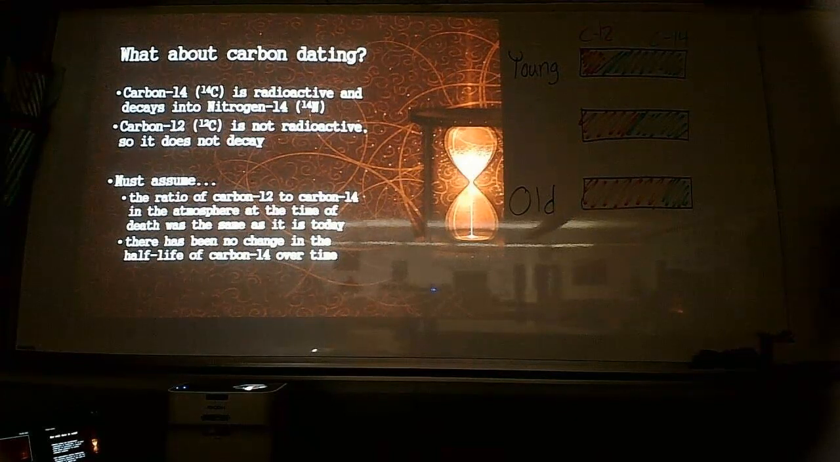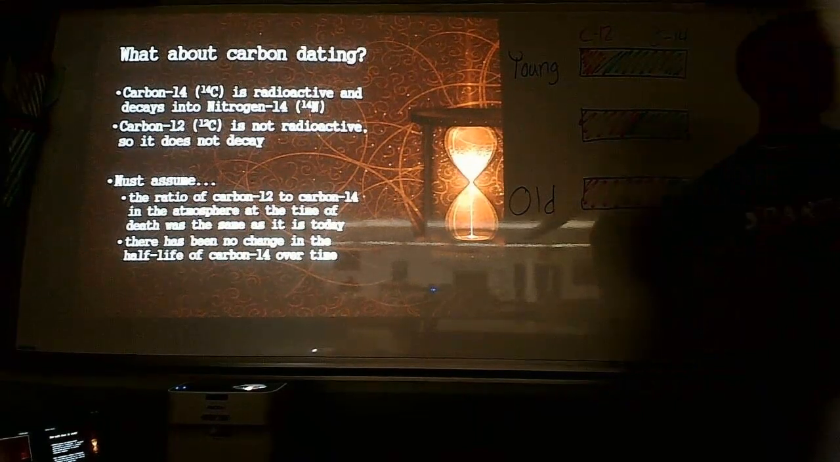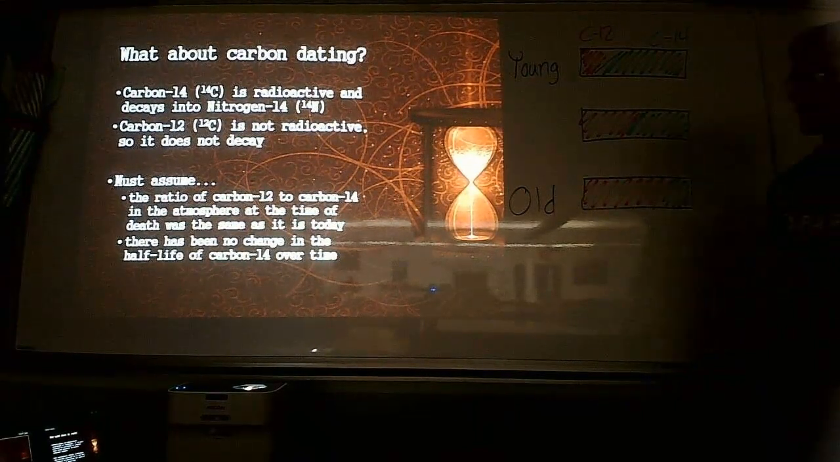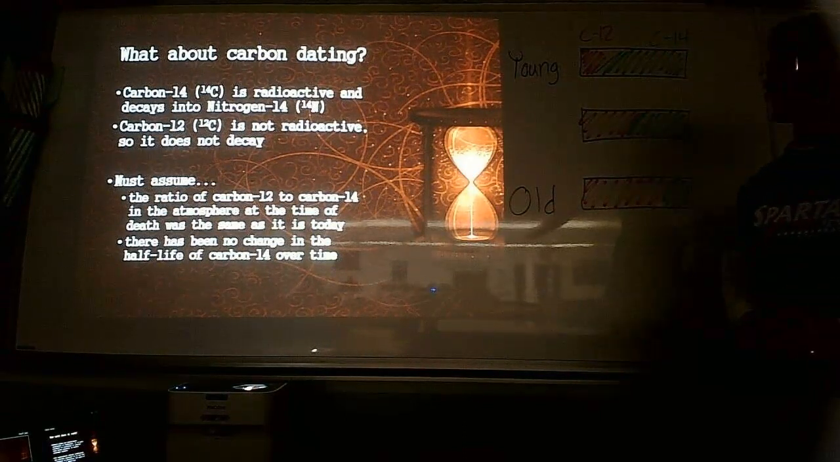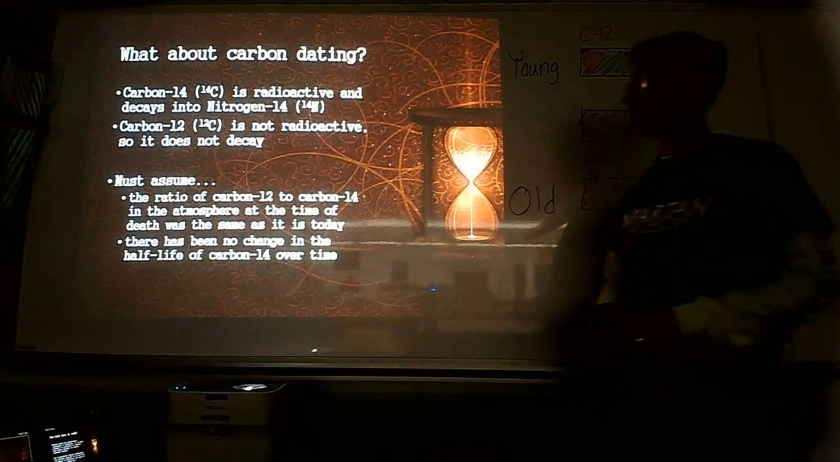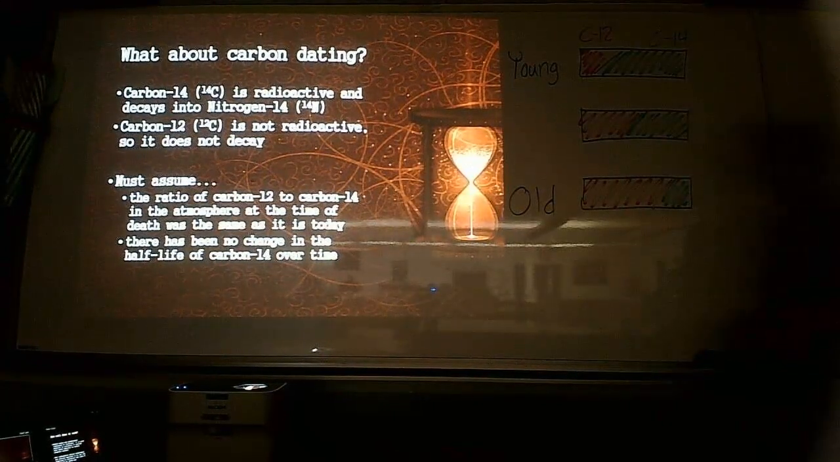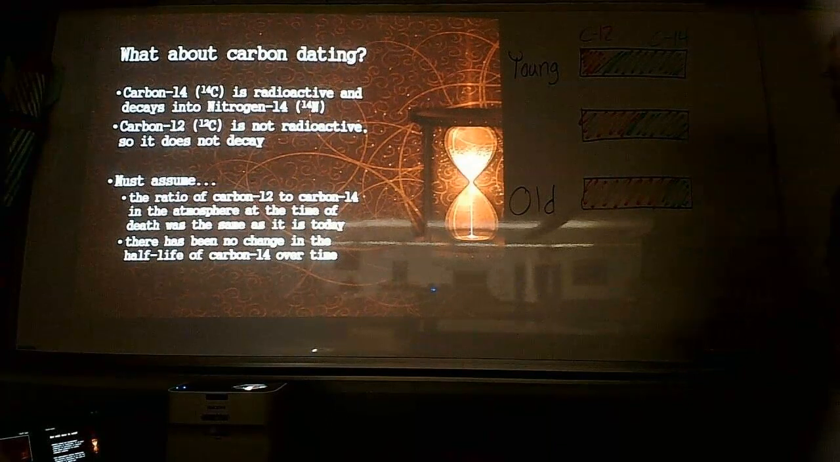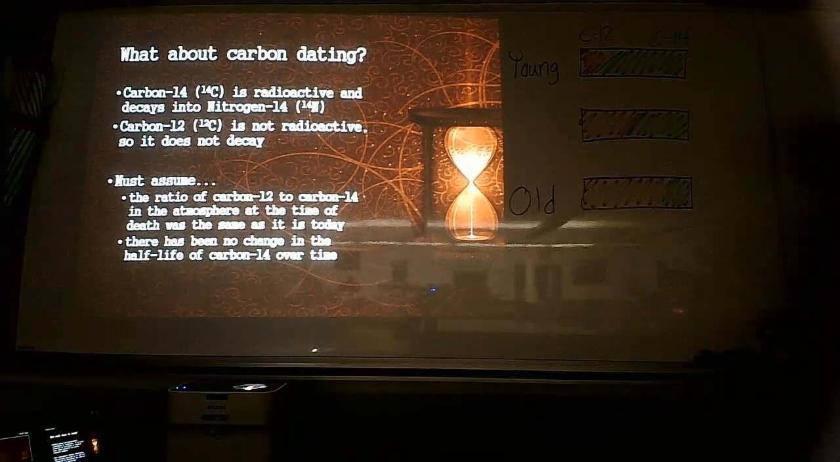So in order for carbon dating to be accurate over all time, we have to assume a lot of things, just like we had to assume a lot of things for when we were dealing with those much longer half-lives. So here we have to assume the ratio of carbon-12 to carbon-14 in the atmosphere at the time of death was the same as it is today. We have to assume there has been no change in the half-life of carbon-14 over that period of time.